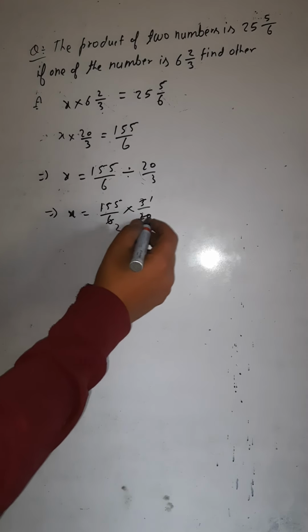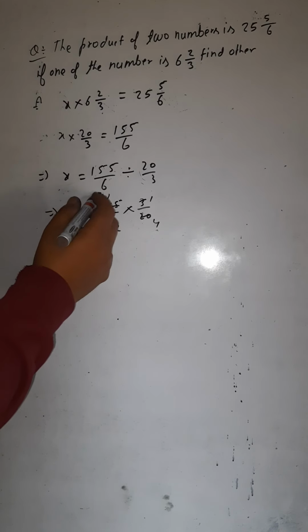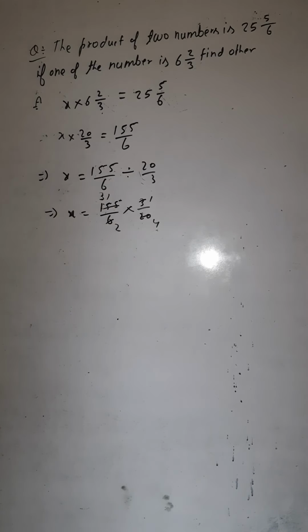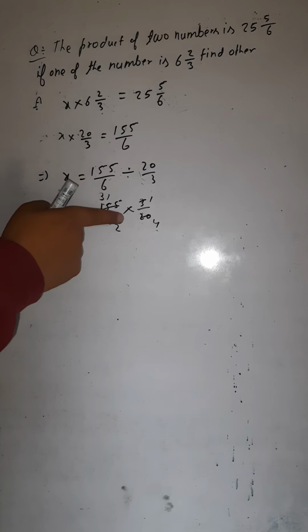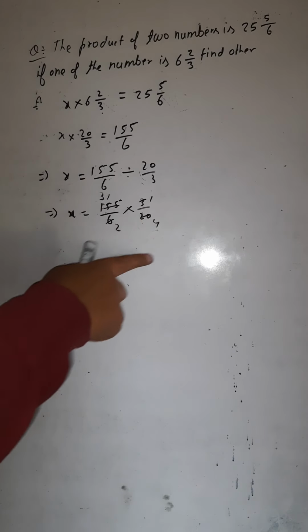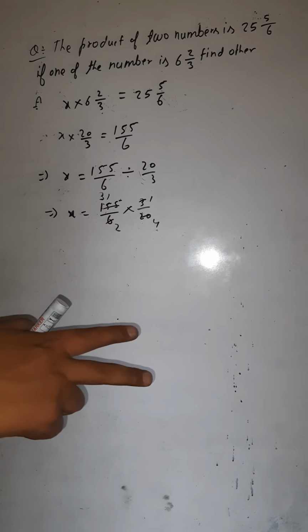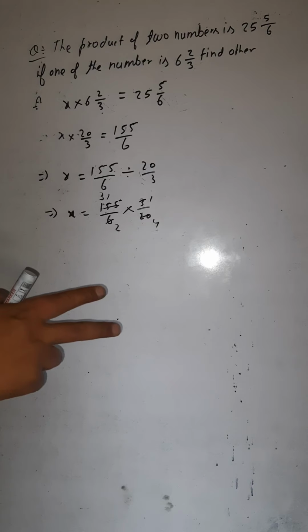Like here, 5 4s are 20, and this you can also cut by 5. 5 3s are 15, and 5 1s are 5. 31 times you can cut. If you are dividing 155 by 5, you are getting 31. And if you are dividing 20 by 5, you are getting 4. Means both of the digits you have to divide by the same number. Okay. This is the necessary condition.